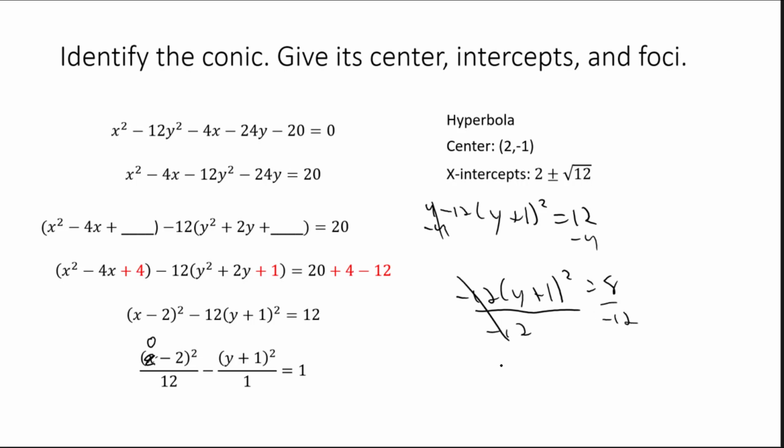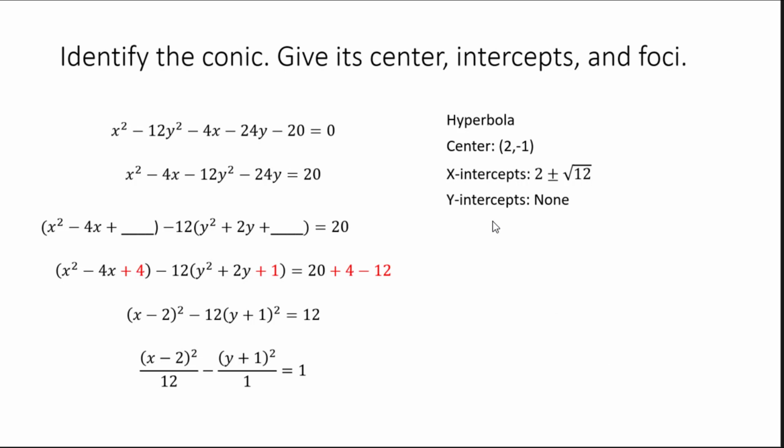So we have (y plus 1) squared equals, that'd be a negative, and we can reduce to get 2 over 3. Now notice from this point we have to take the square root of both sides, but when you take a square root of a negative 2/3, that's imaginary. So because of that right there, we can determine that there is no y-intercepts because that is imaginary. So we have found the center, we found the intercepts.